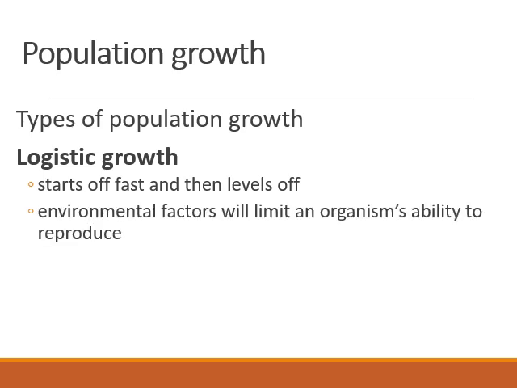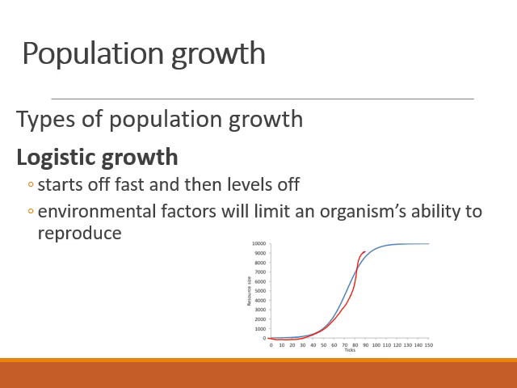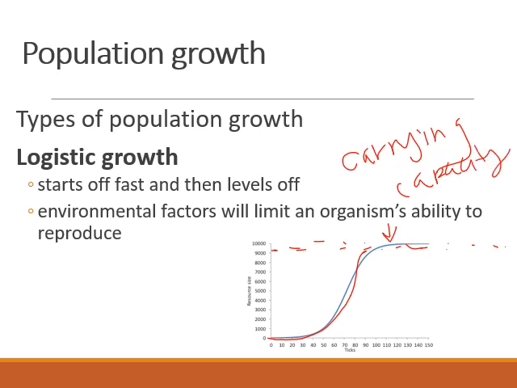So it starts off looking pretty close to exponential growth. It starts off really fast, and then it actually levels off. So we have different environmental factors that limit an organism's ability to reproduce. So again, it starts off really fast here, and then once it gets up to this area here, this is probably the straightest line I've ever drawn. Once it gets up here, this is what we call the carrying capacity.